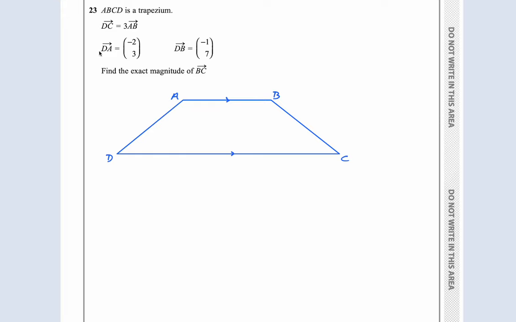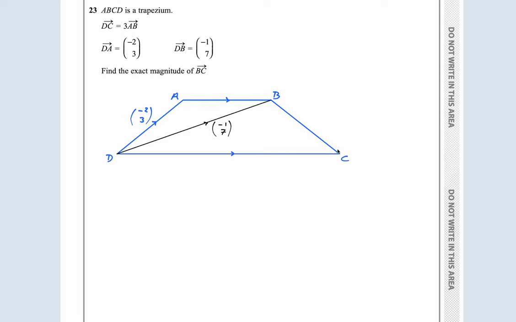Okay. DA is minus 2, 3. So this vector here is minus 2, 3. Now, fair enough. You might say, well, negative 2 is going left, but I'm actually not too worried about that for now. Let's just assume it's drawn differently. You don't have to draw accurately. Okay, so that's minus 2, 3. DB is minus 1, 7. Okay, so this vector here is minus 1, 7.